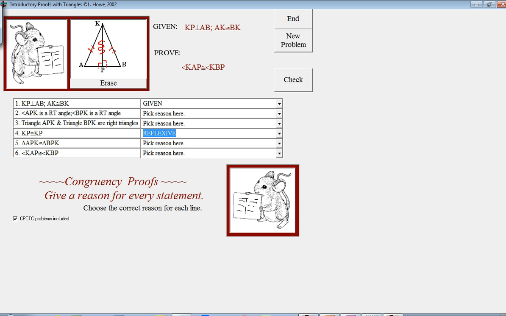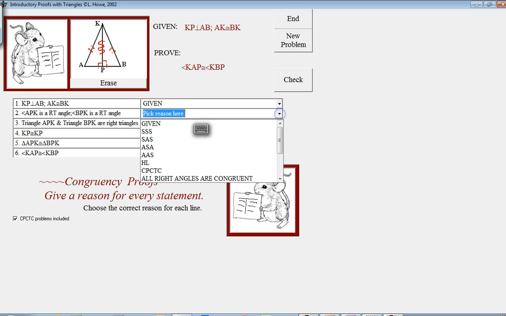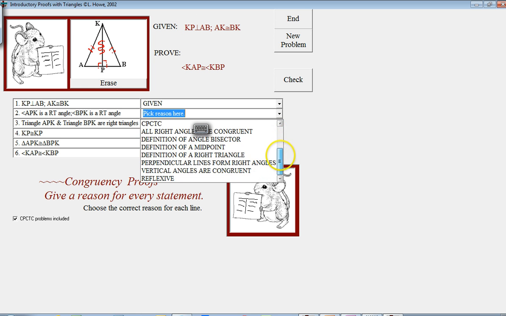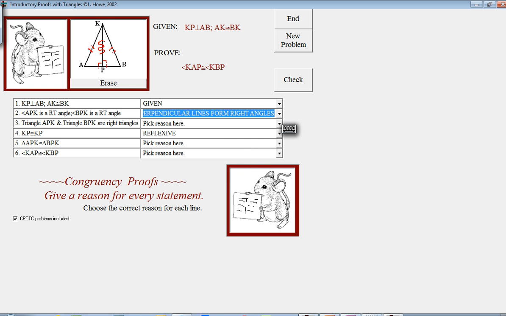APK is a right angle. BPK is a right angle. We know that by definition of perpendicular. Remember, in the givens, they gave us the perpendicular side, but we had to come to a conclusion about what that meant. Perpendicular lines form right angles, so read through all the reasons and find the one that fits the best.